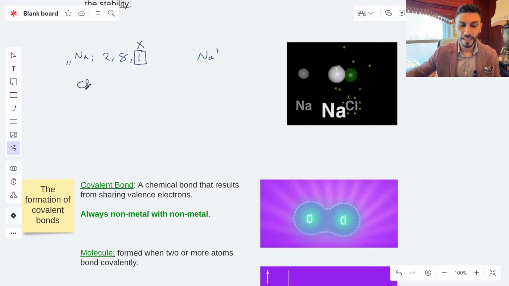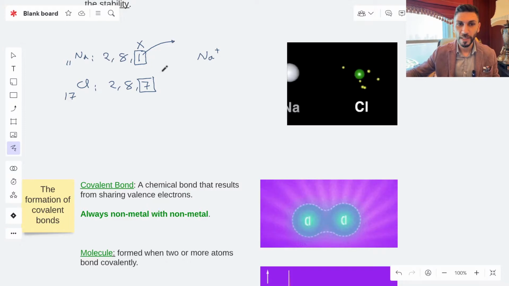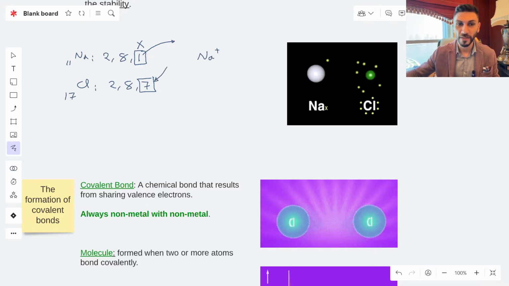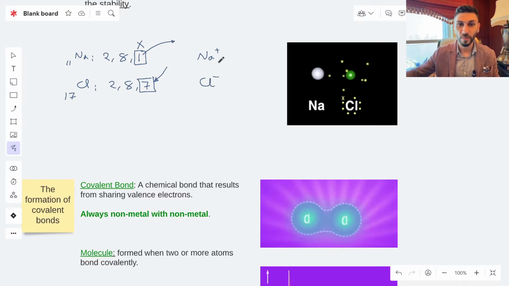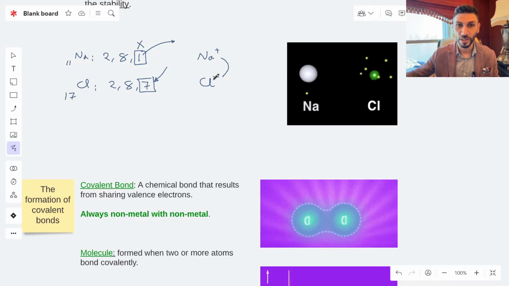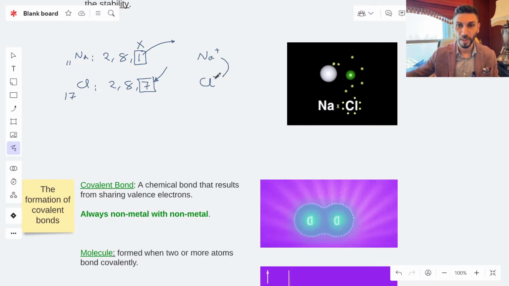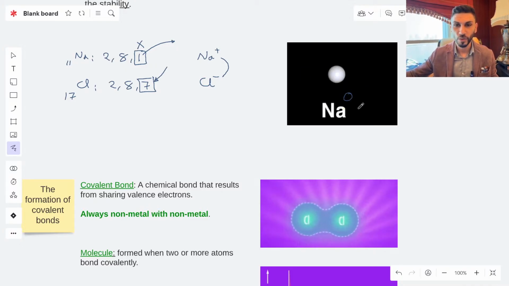The Cl has 17 electrons, and the configuration is 2, 8, and 7. That means we have 7 valence electrons. The sodium will lose an electron, and the chlorine will gain this electron to become Cl negative. And now we have two ions, a positive ion and a negative ion, and they will bond together in an ionic bond because it's an attraction between the oppositely charged particles or ions, as you can see here. So in this case, the electron of the sodium was completely lost to the chlorine atom.